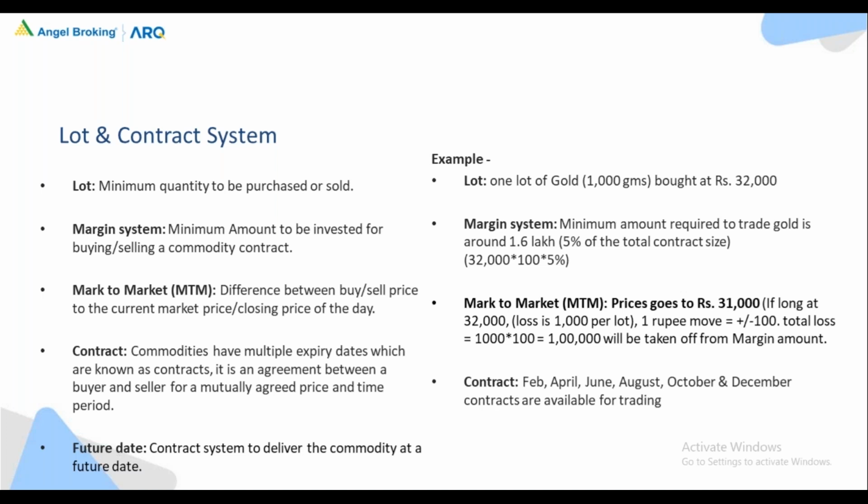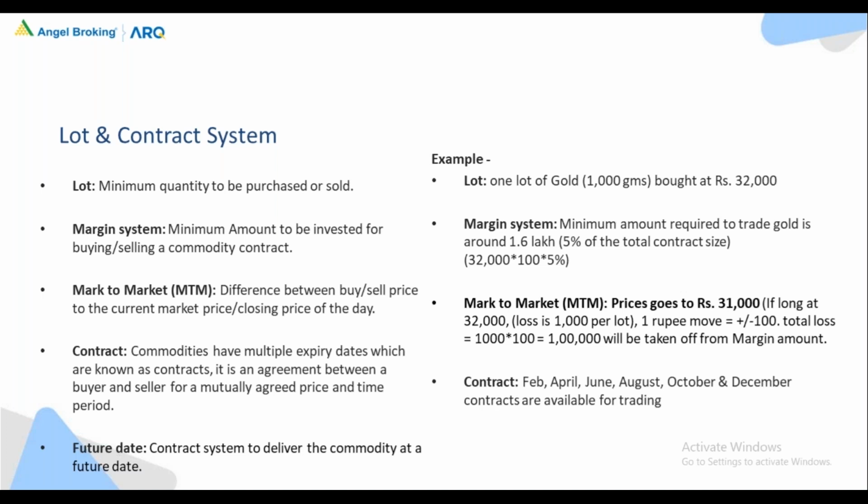Since these are derivatives and these are futures contracts, the system is based on something called margin, which means if you want to trade a particular commodity, you have to keep a minimum amount as margin in order for you to trade that commodity. For instance, if you want to trade gold, the minimum margin that is required for you to trade gold is around 1.6 lakhs.